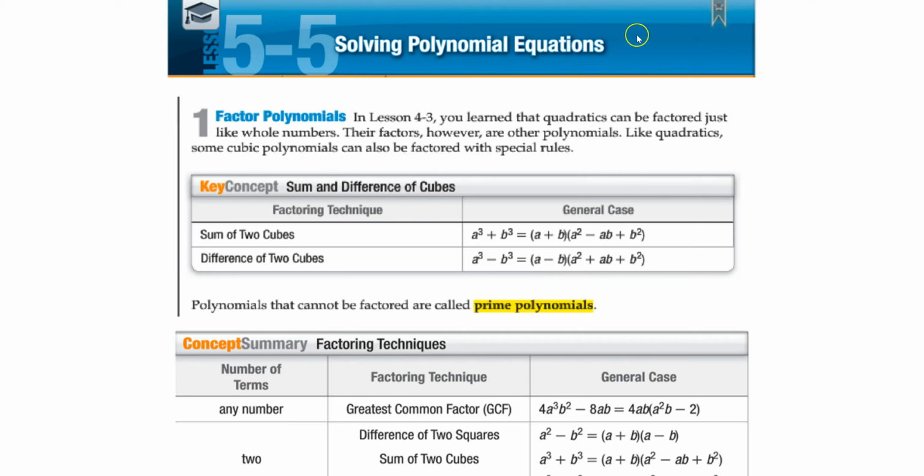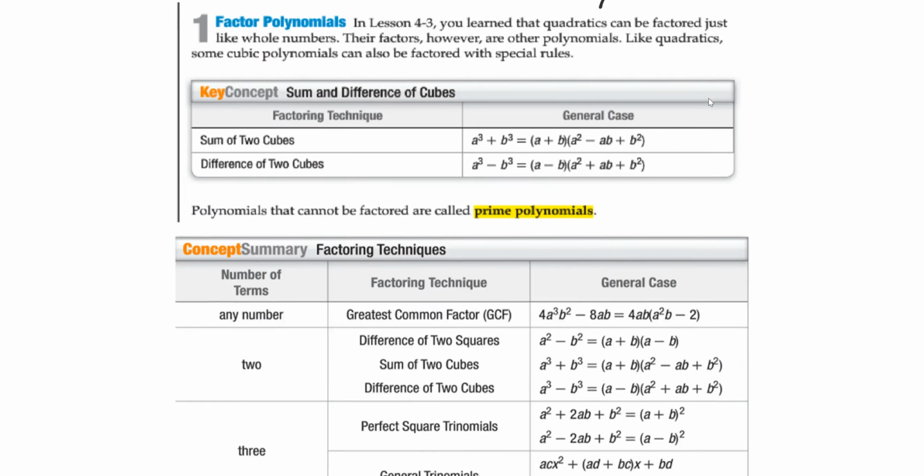Chapter 5, solving polynomial equations, and advanced factoring. I think that's really what gets people. That's how we're going to solve polynomial functions, by advanced factoring. Anyway, our first advanced factoring is the sum of cubes.